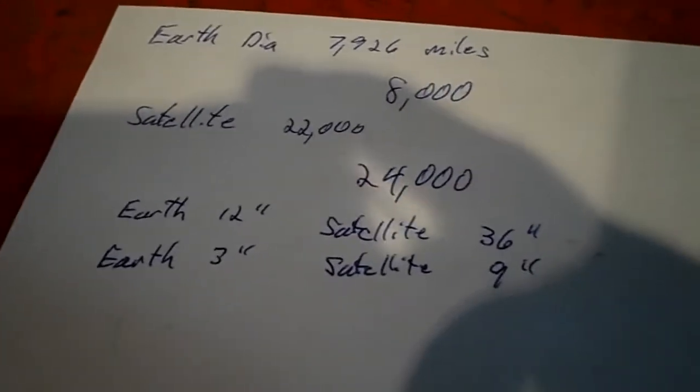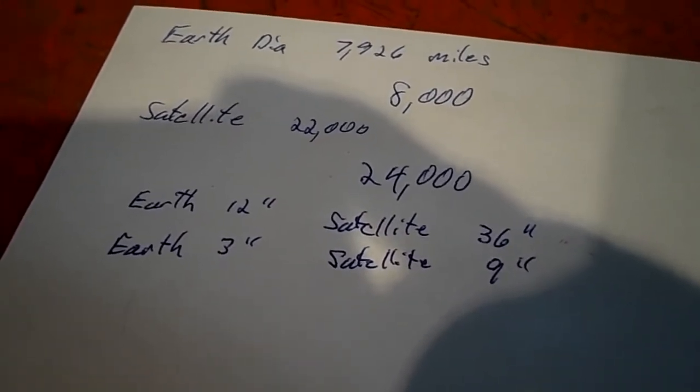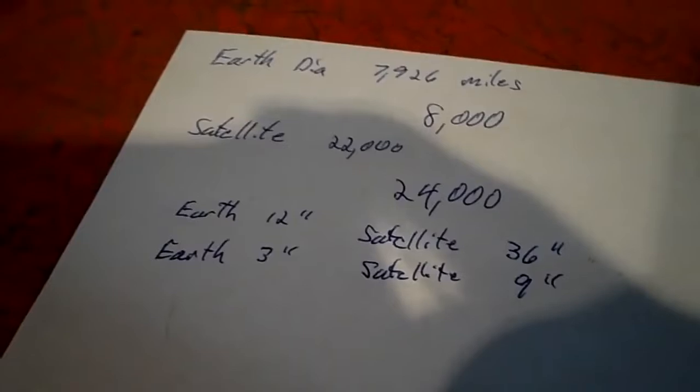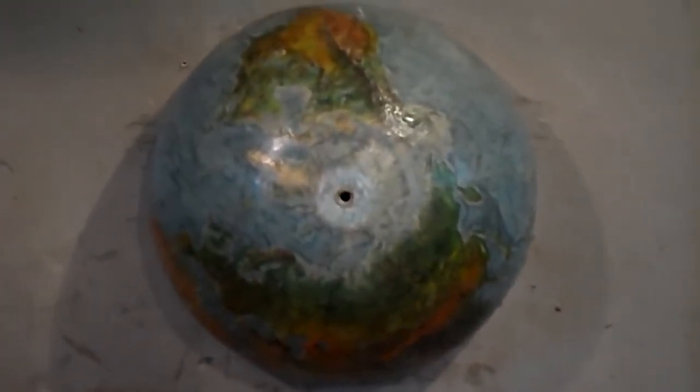Now with a 12-inch globe, satellite being 36 inches away, before I was standing probably 9 feet away. So I took my globe apart, and there hangs the northern hemisphere. And I only have to be 36 inches away, which is right about here. So we'll zoom in and see what we can see.